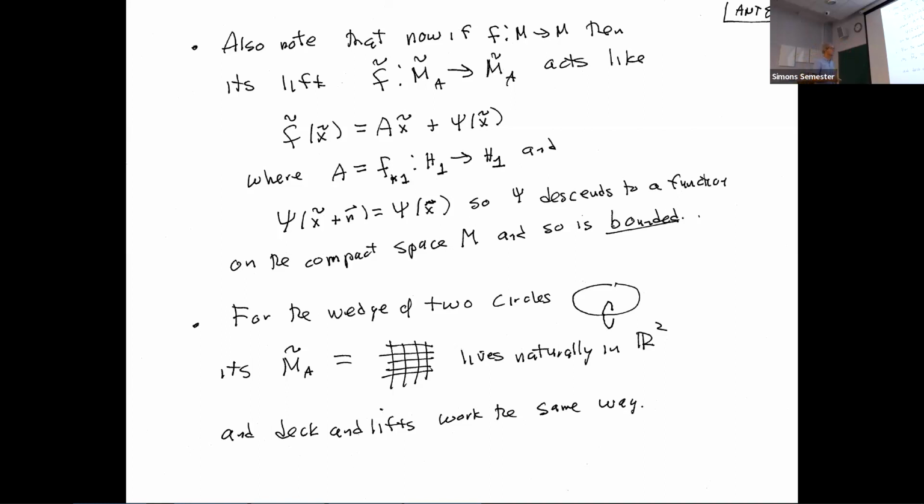For the wedge of two circles, this guy kind of sits in R2 in the obvious way. And it's not a manifold. It doesn't have, you have to fuss to get to de Rham cohomology, but it lives naturally in R2. All right, and the deck and the lifts and everything works the same way.